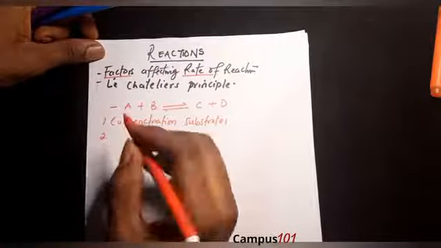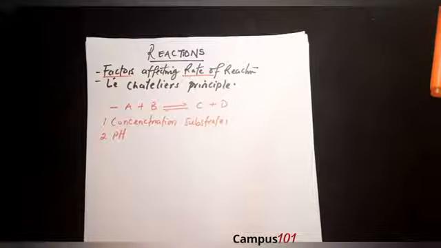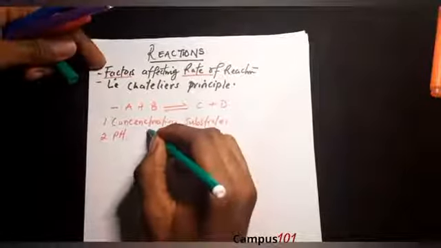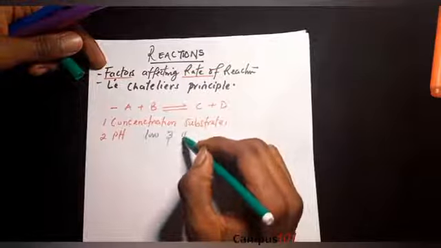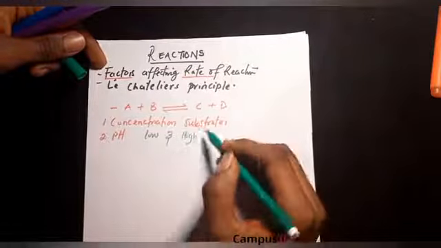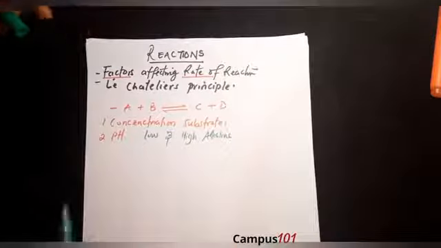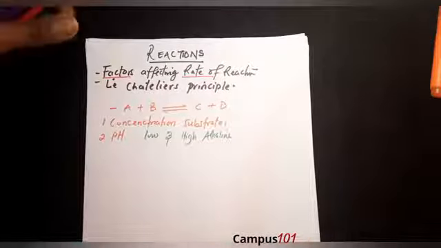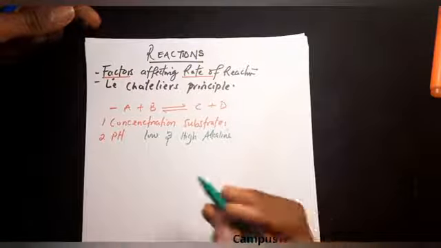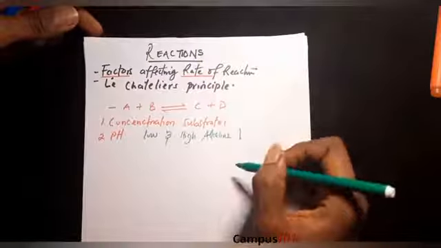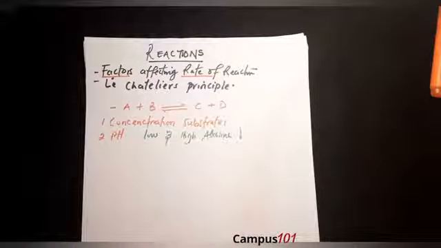Two is the pH of the medium. There are some reactions that are favored by an acidic medium, that means when the pH is low. And there are some reactions that are highly favored when the pH is high, or alkaline or basic. Understand? So the pH determines it. If a reaction is favored by a low pH and I increase the pH, of course the rate of the reaction is going to reduce. So that's a very important factor that also affects the rate of a chemical reaction.